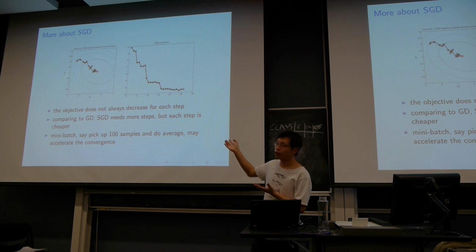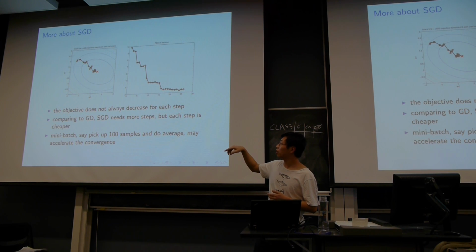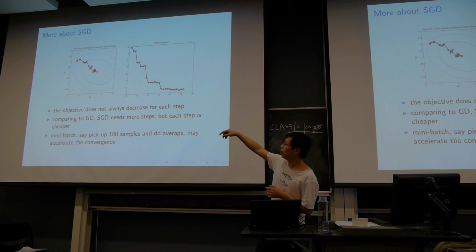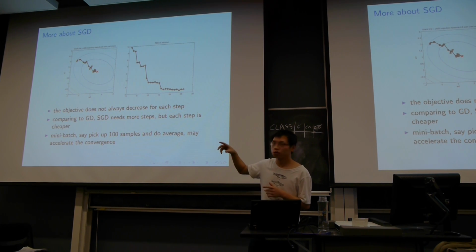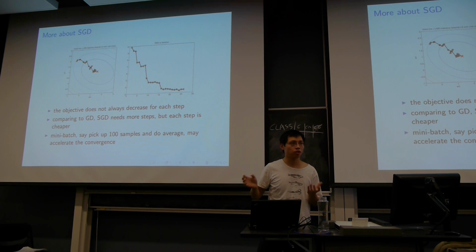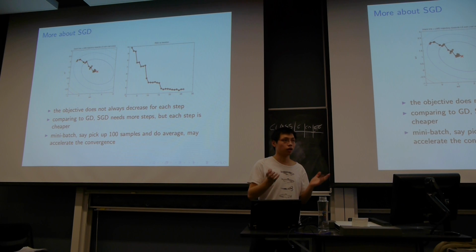Still, you have a two-dimensional example here. The ellipse here is the contour of the objective function. You start from the top left point here and start working. You can see that there are some good steps, the long steps that work toward the minimizer. But most steps just work randomly.